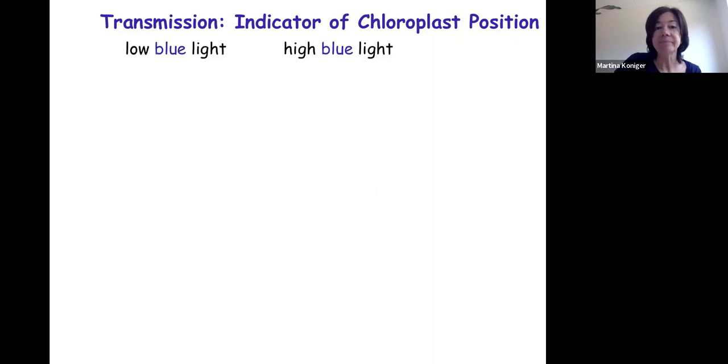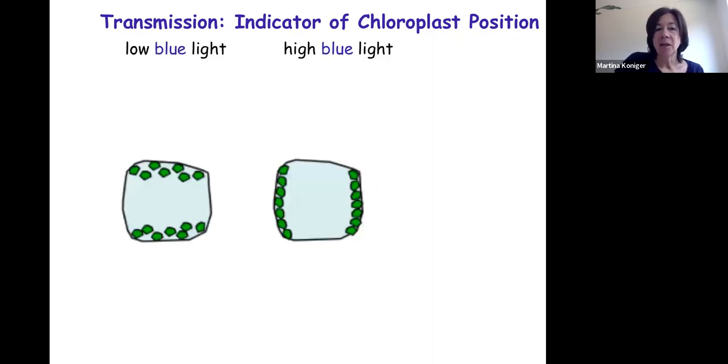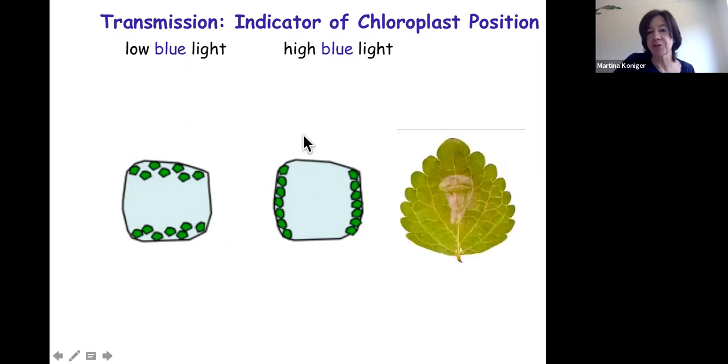Just to remind you, if I have a cell, and I'm shining low blue light, very weak light, my chloroplasts, in this case in green, will spread out to get as much light as they can. If I shine high blue light on it, they will pile up on top of each other at the side of the cell, and the cell shape won't change.